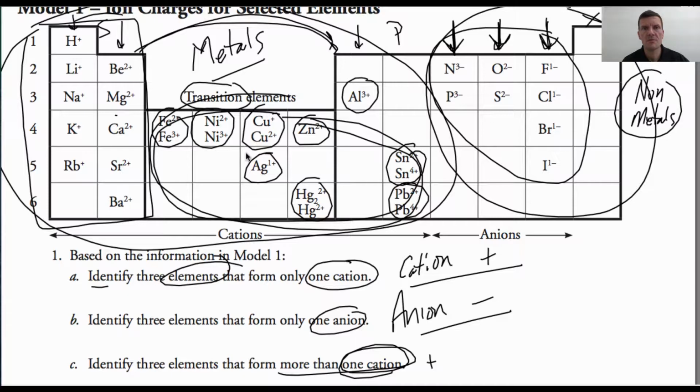ions that could form. Okay, so it might lose 2 electrons. It might lose 3 electrons. It might lose 1 electron. It might lose 2 electrons. That's why these transition elements, metals in the middle here, often have multiple ions that form.